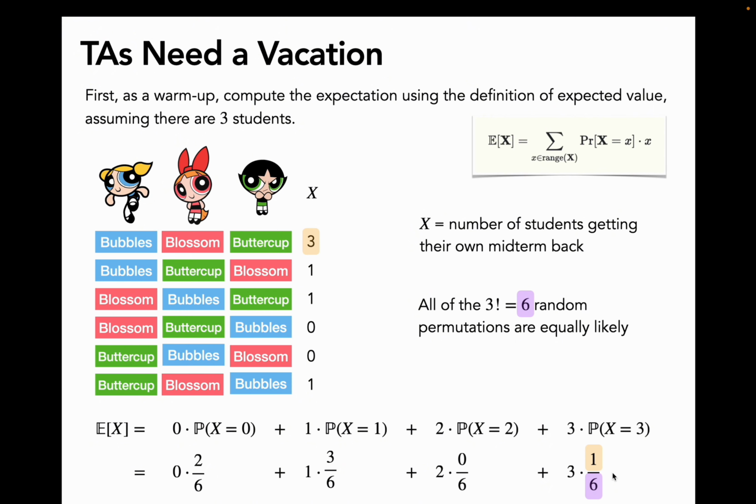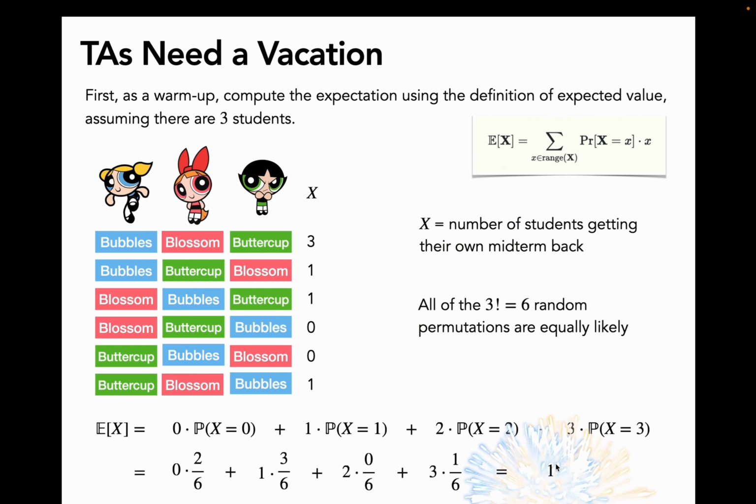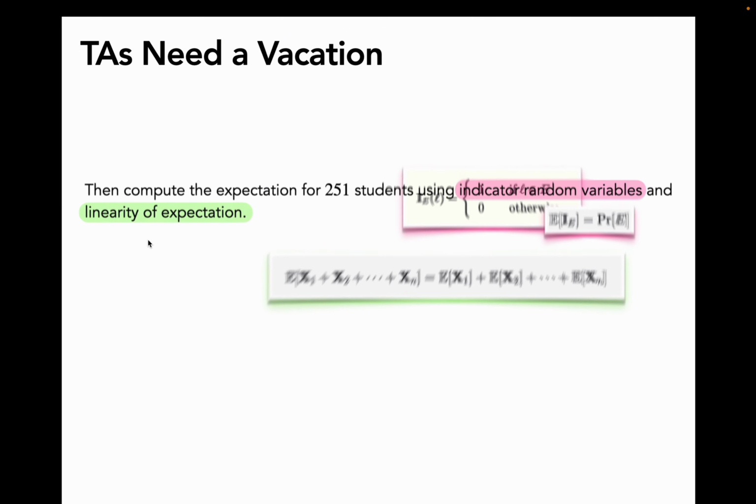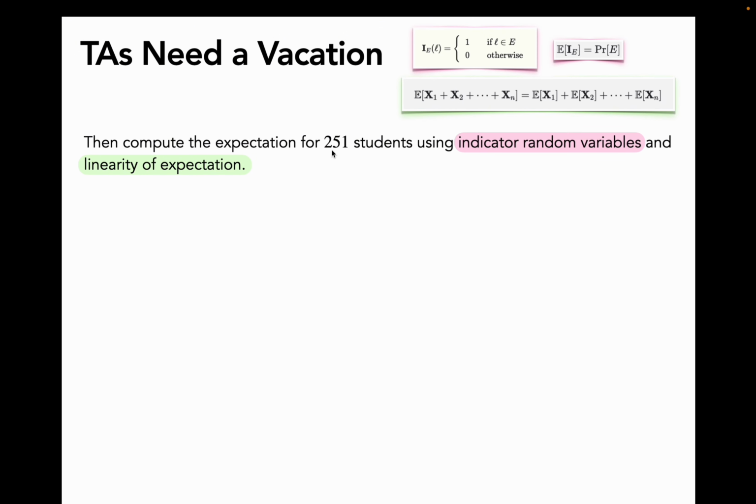So now we've got all our terms in order. We can go ahead, do the math, simplify it, plug it into a calculator, do it in your head, and it all simplifies down to 1. Awesome. We can go ahead and check off the warm-up and jump right into the main part of the problem now, where we want to compute the expectation for 251 students using indicator random variables and linearity of expectation, where X is the number of students getting their own midterm back.